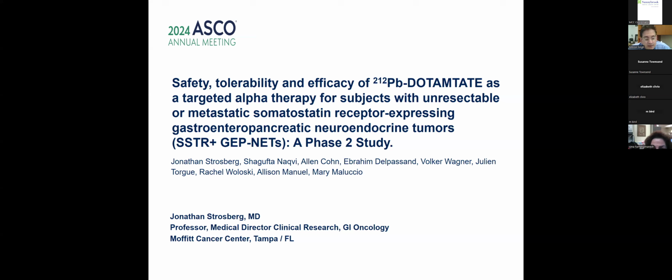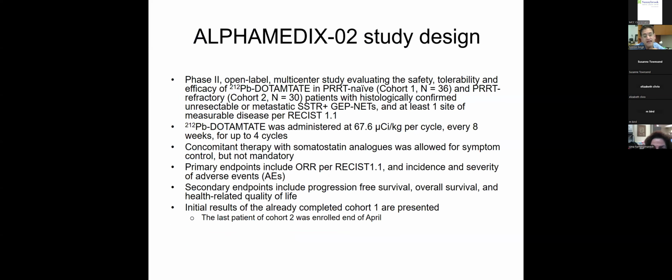This is probably a good time, while we're talking about alpha radiation, to share with you some hot off the press results. This is from ASCO last week. Another alpha radiation isotope is lead. This is a phase 2 study, and these are the first results of lead radiation. We haven't had access to any of the lead trials yet in Canada, but I think this is something very interesting and we should keep our eye on as we think forward for radioligand therapy. So this is the Alpha Medix 2 design. This was a phase 2 study.